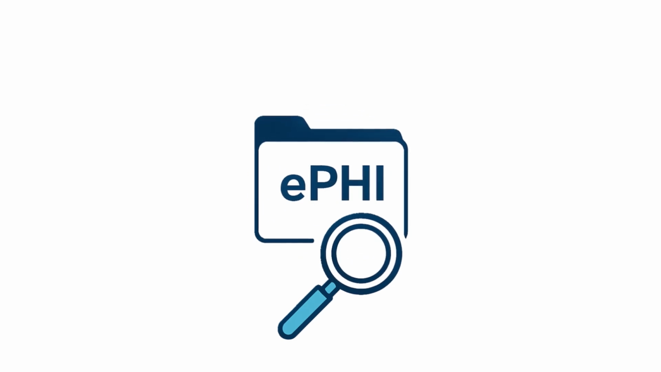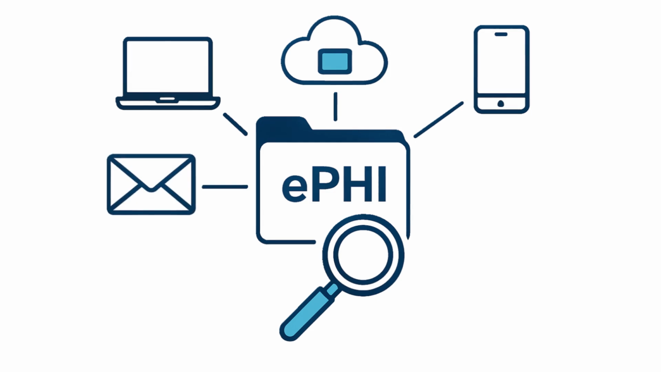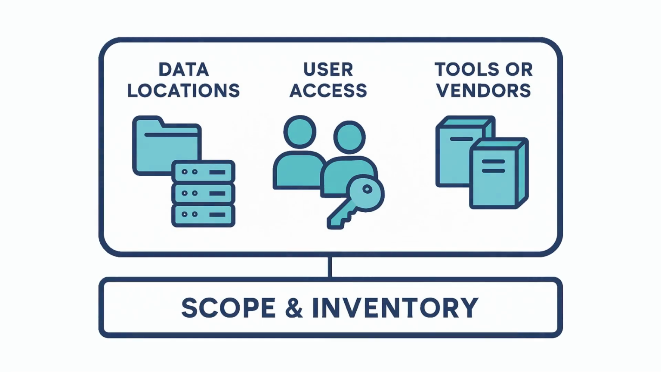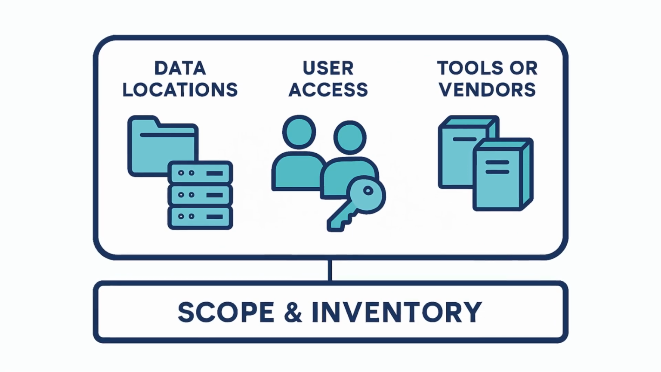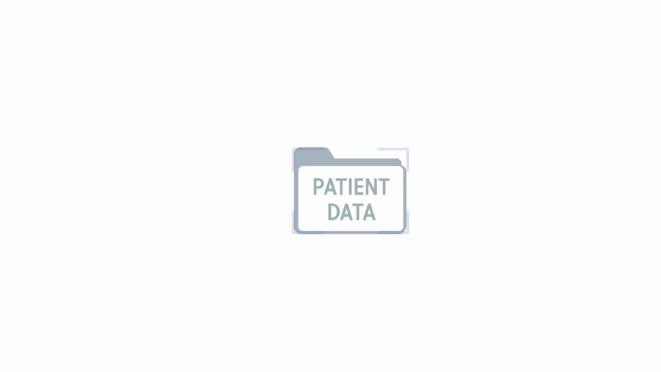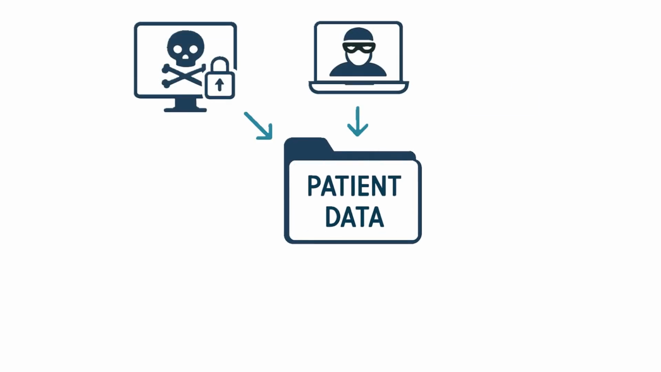Under HIPAA, the focus is Electronic Protected Health Information, or EPHI. That means patient information created, received, stored, or transmitted in your systems. If it lives on laptops, phones, cloud software, email, backups, or vendor platforms, it belongs in the assessment. A good assessment starts with scope. Where does EPHI exist? Who can access it? Which tools and vendors touch it? This inventory step sounds simple, but it's the foundation for everything that follows.